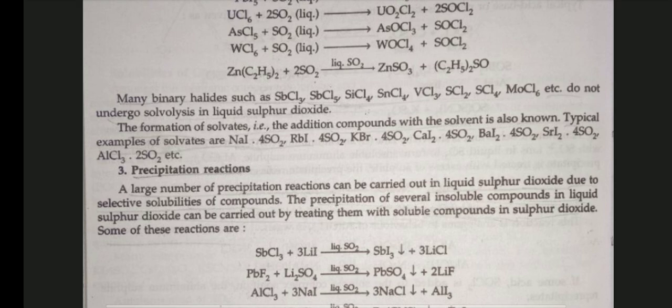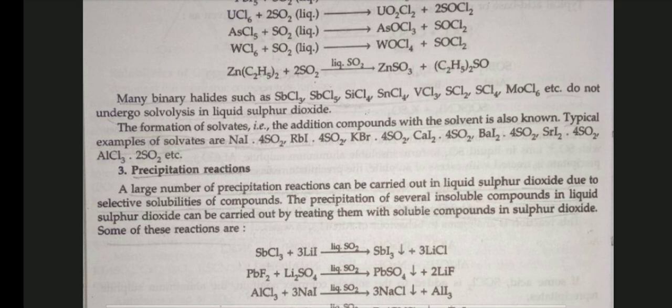The formation of solvates, that is the addition of a compound with the solvent, is also known. Typical examples of solvates are NaI.4SO2, RbI.4SO2, KBr.4SO2.